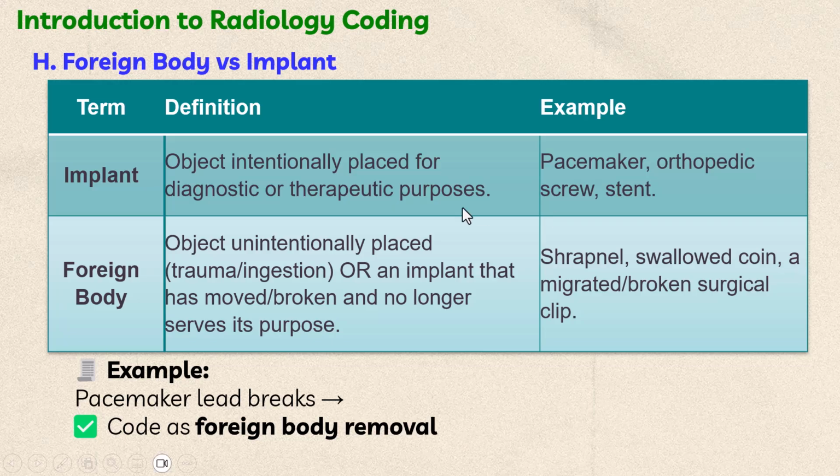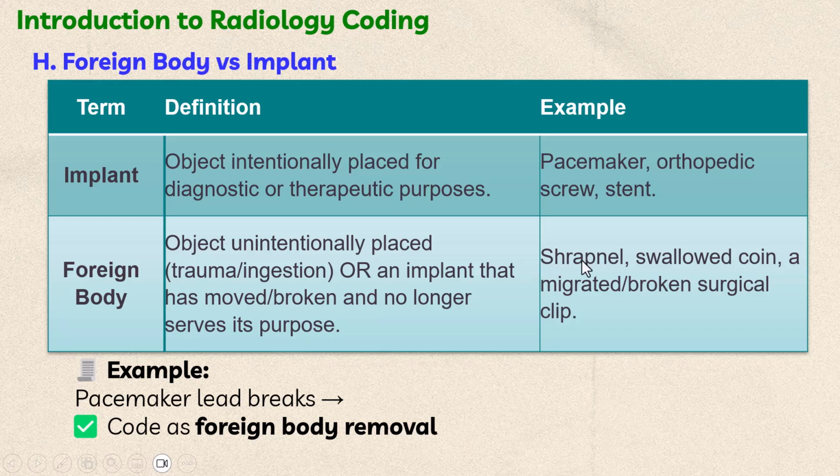So let's look at the foreign body and the implant. Implant means objects intentionally placed for diagnostic or therapeutic purposes. For example, pacemaker, orthopedic screw, and stent. Foreign body, on the other hand, is an object unintentionally placed, such as by trauma or injection, or an implant that has moved or broken and no longer serves its purpose.